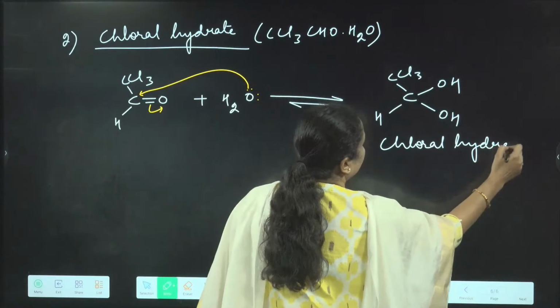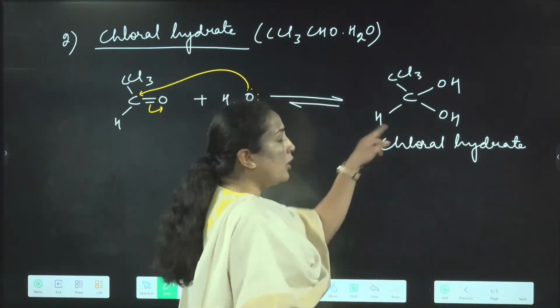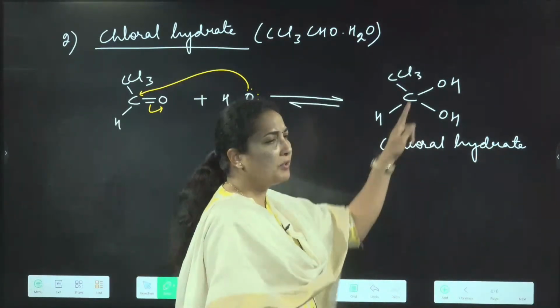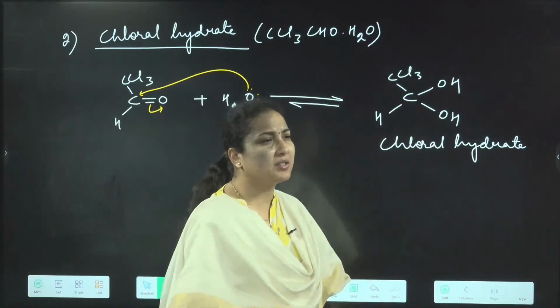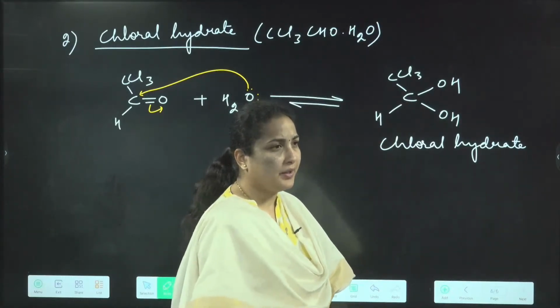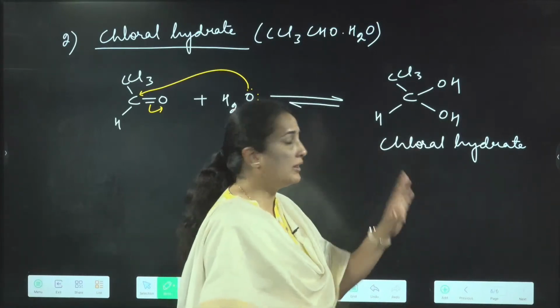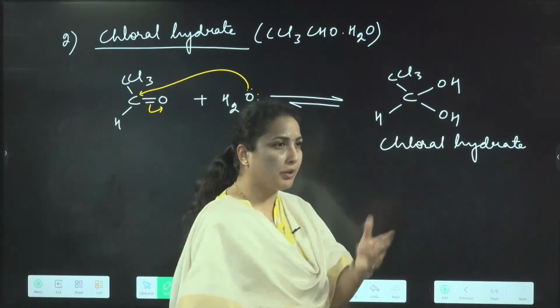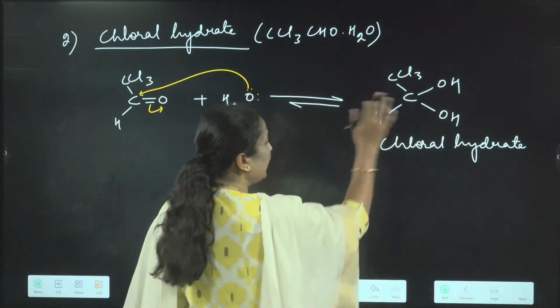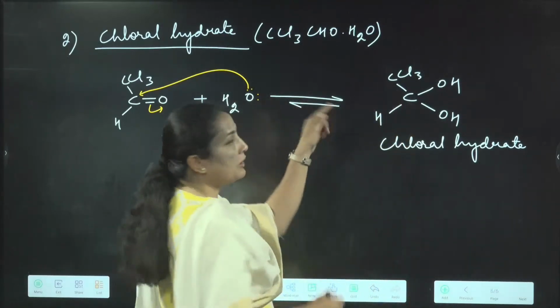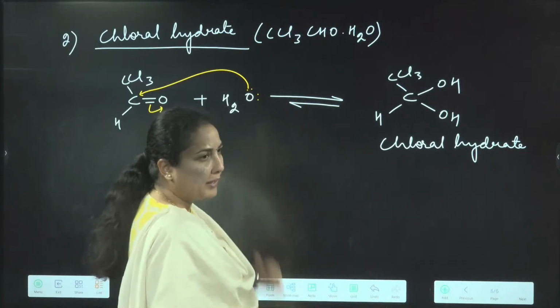And if you remember, on one sp3 hybridized carbon, if there are two OH groups, it is very unstable, right? Normally we tend to remove H2O from there. It is not possible to keep them there because of the lone pair repulsions. But here it is stable. You are able to see this equilibrium is more in the forward direction as compared to the backward direction.